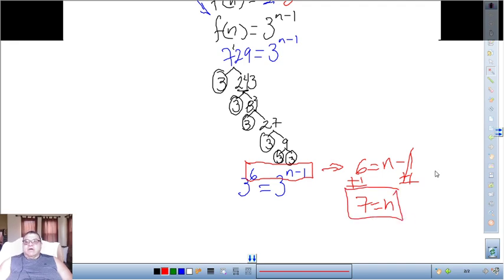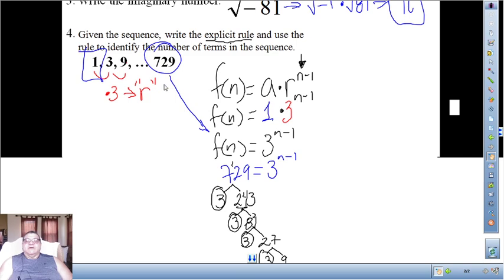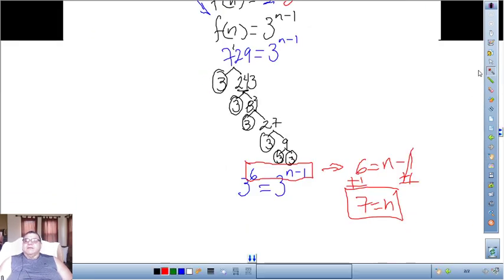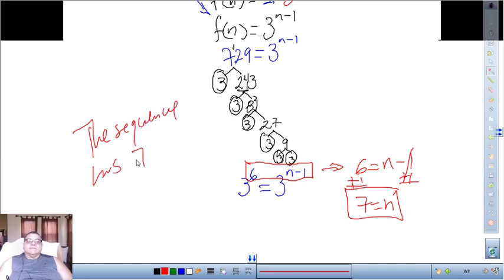And this one tells us how many total terms that sequence has, all the way up to 729. So we just write the sequence has 7 terms.